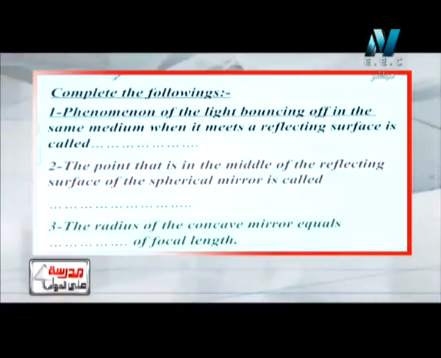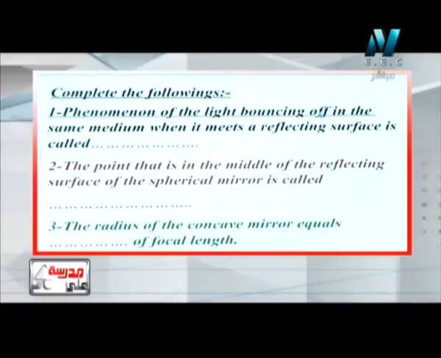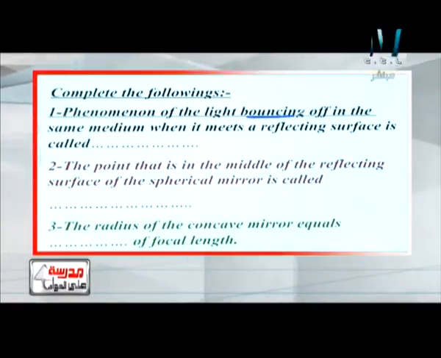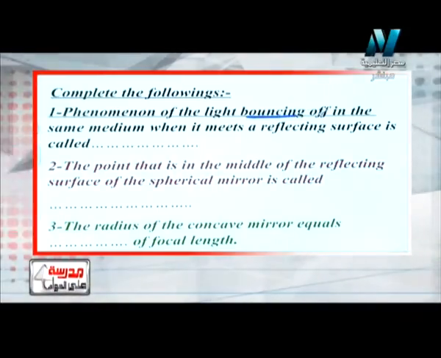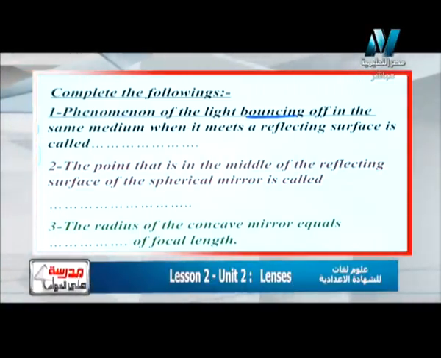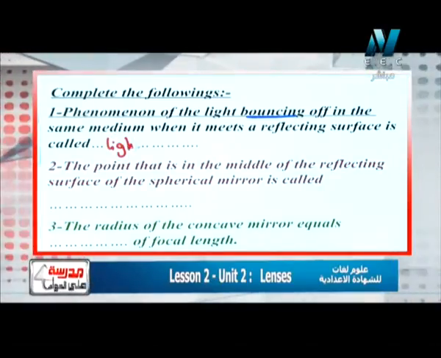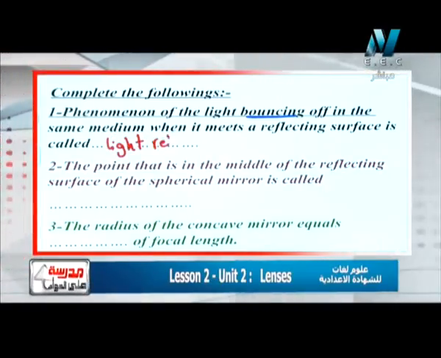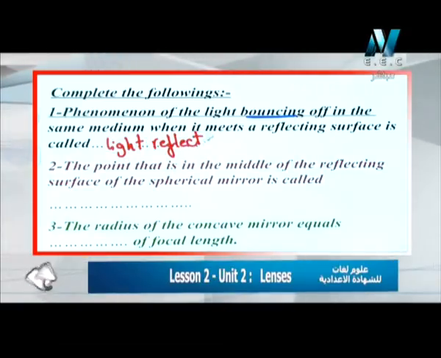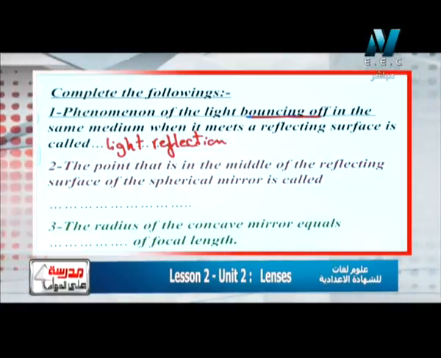Complete the following statements. A phenomenon of the light bouncing off. Here we talk about light bouncing off, which means returning back in the same medium when it meets a reflecting surface. It is called what? As we know, light reflection, not refraction, because we say bouncing off, which means returning back.